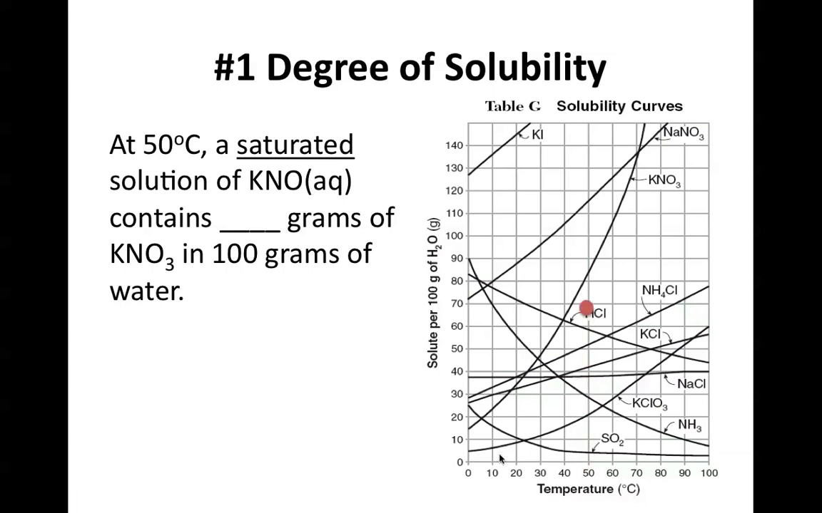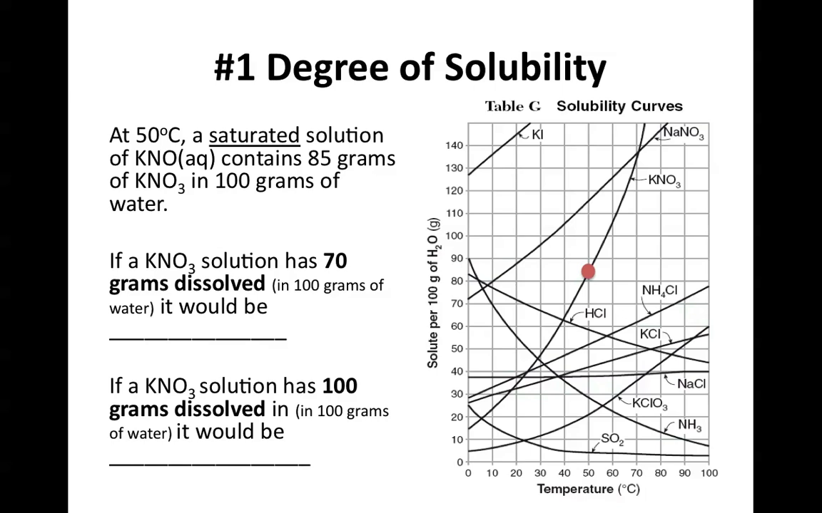I'm going to go up to the potassium nitrate line. You can see it's indicated up here. And then I'll go over to the y-axis to find that that is 85 grams, around there. So if a saturated solution contains 85 grams, you can tell by this red dot, if a potassium nitrate solution has 70 grams dissolved, what would we consider it?